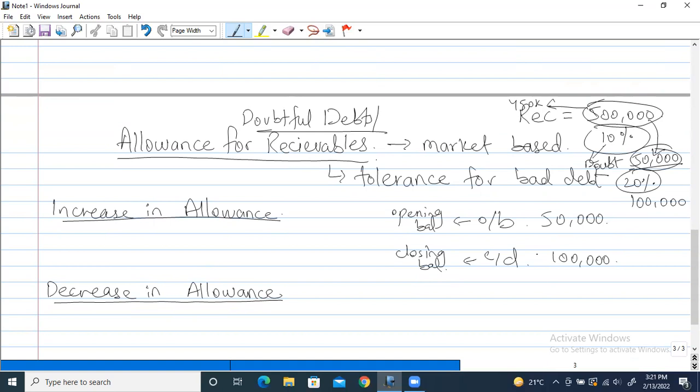First the doubt was of 50,000. Now the doubt has gone up to 100,000. So this means the market conditions have worsened, right? Let's take an example of COVID, for example.